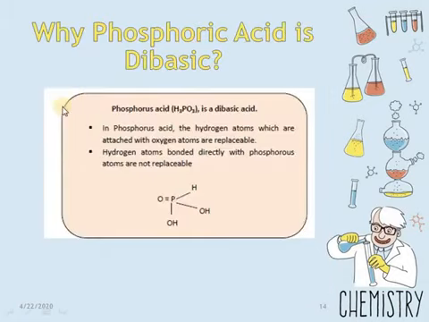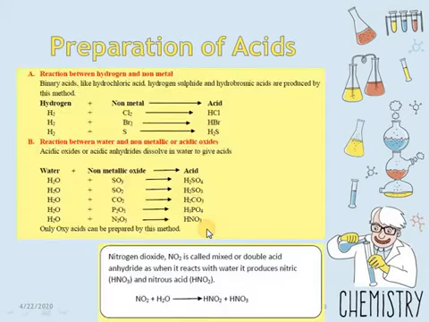Now why is phosphorus acid a dibasic acid? As I told you already, the basicity of an acid is dependent on the number of replaceable hydrogen ions. Now here we have only 2 replaceable hydrogen ions which are attached to oxygen atoms. This hydrogen ion is not replaceable. So phosphorus acid is dibasic acid.